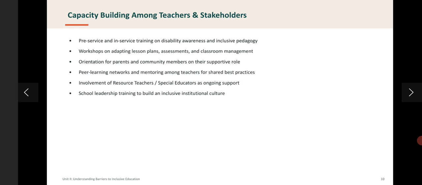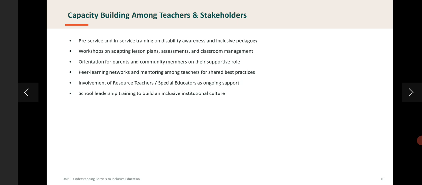Even in a normal school, the parents and teachers should interact. That's the main thing, right? Parents should know what the children are doing, and children should know the parents know everything. Then, peer learning networks and mentoring among teachers for shared best practices. Involvement of resource teachers or special educators as ongoing support. Leadership: school leadership training to build an inclusive institutional culture.